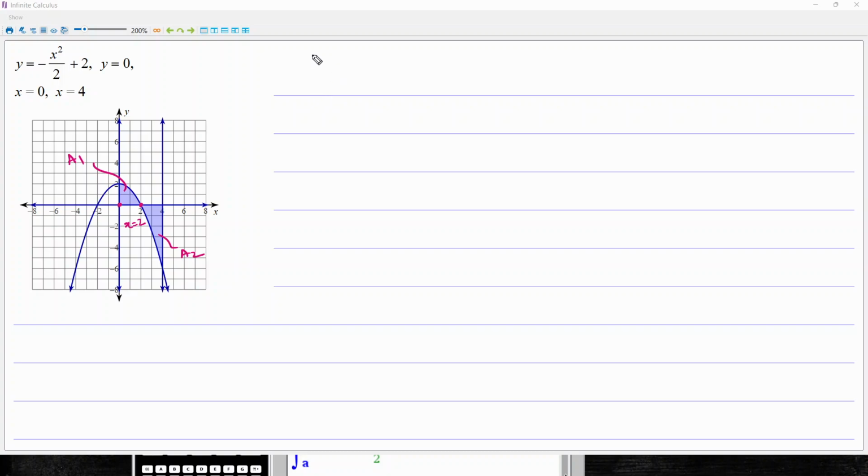Now our integration will be the area A1 will be equal to integration from 0 to 2, and it will be negative x squared over 2 plus 2. That's the parabola, and multiplied by dx.